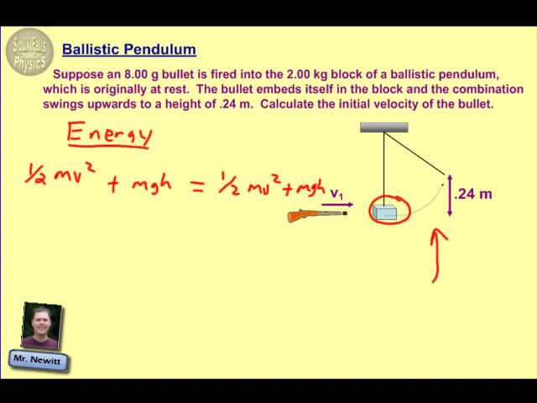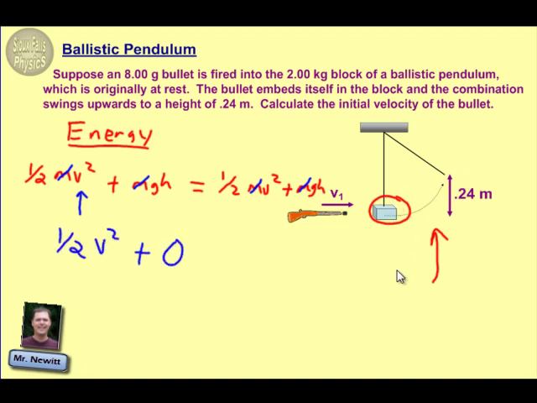To make this a little simpler, these all contain the mass, and the mass that we're canceling out here would be the mass of the bullet and block together. So we don't need to include those. The goal is to figure out the initial velocity that the bullet-block combination starts moving at. That's going to be my unknown. So I'll have 1/2 v squared.